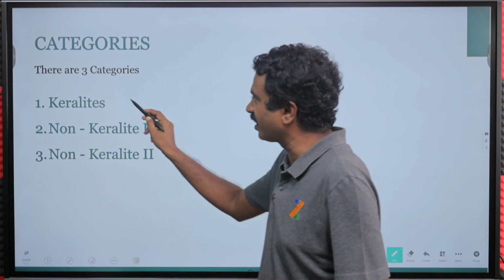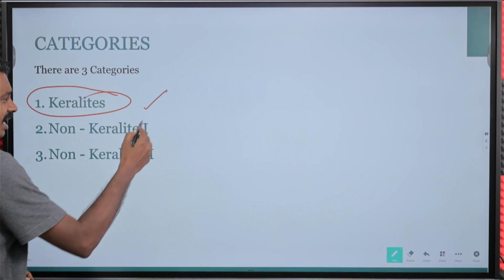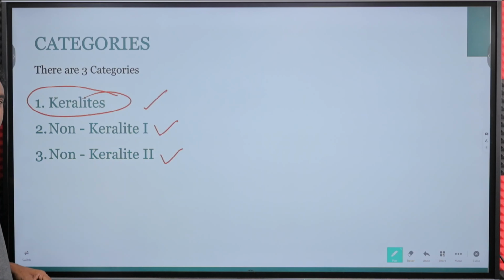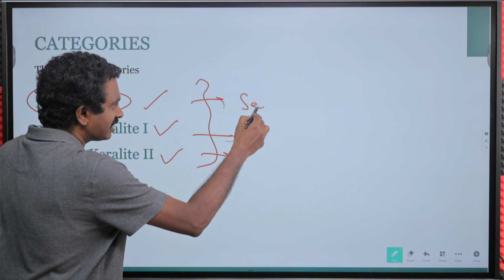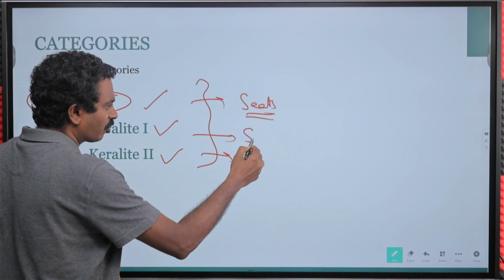There are three categories of candidates: Keralites, non-Keralite 1, and non-Keralite 2. So these three categories will have different sets of seats. Keralites will be eligible for one set of seats.